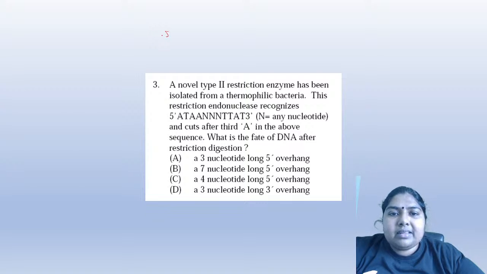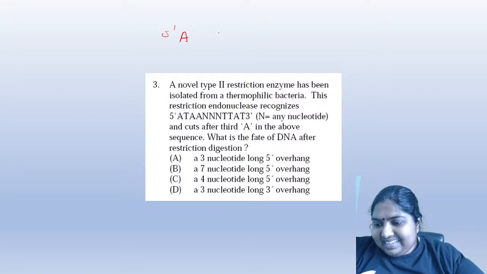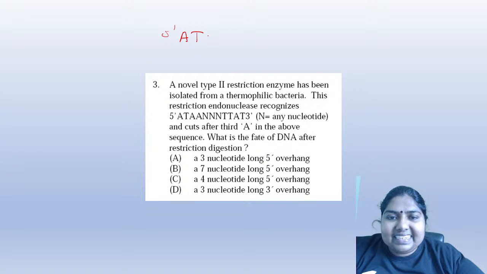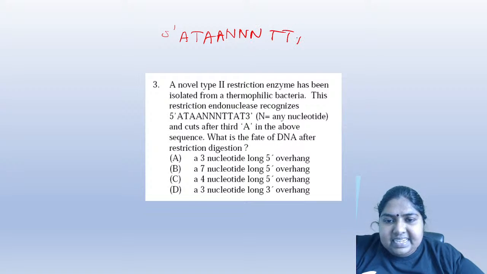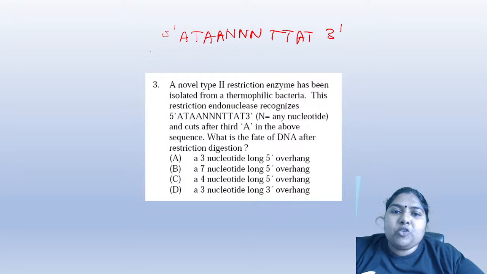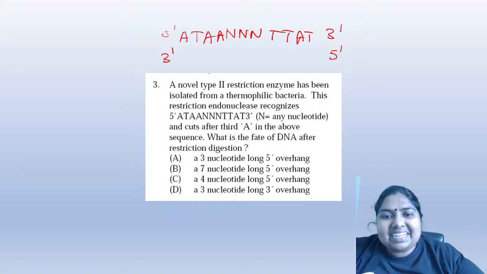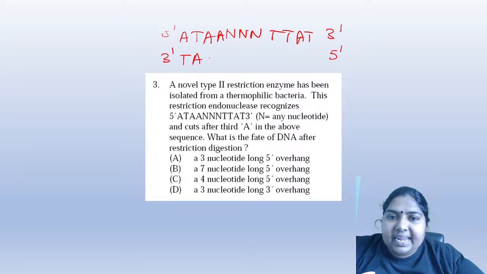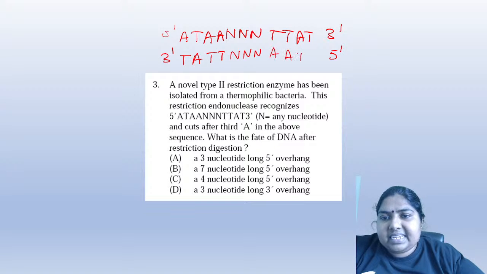So see here, 5 prime. Yes, Anthony, correct. Very good, Ram Prabha. 5 prime A T A A N N N T T A T, this is 3 prime. So obviously there is going to be one more strand. Yes, Deepika, this is going to be T A T T, and this is going to be A A T A. So this is going to make a cut here, right? Fine. So what is going to be this 5 prime overhang?